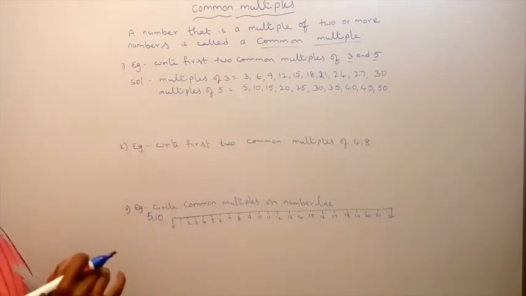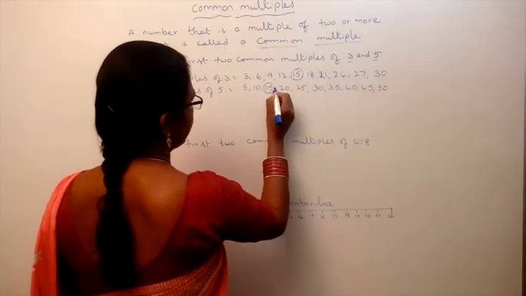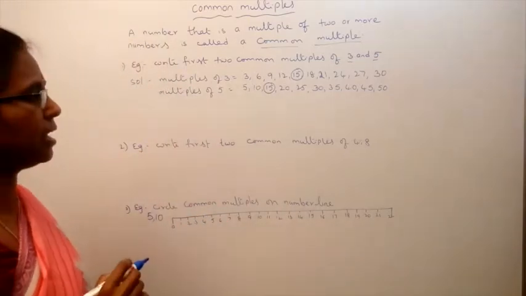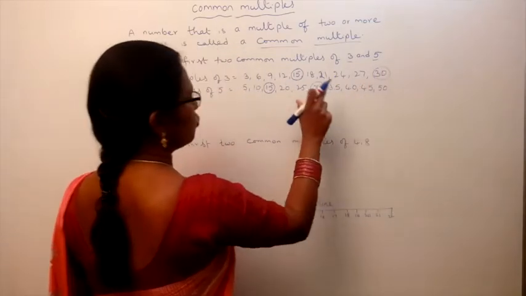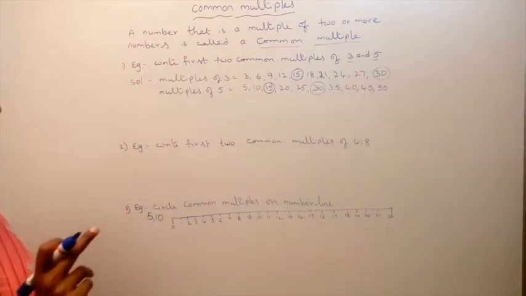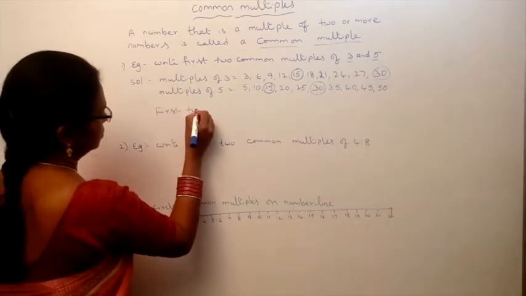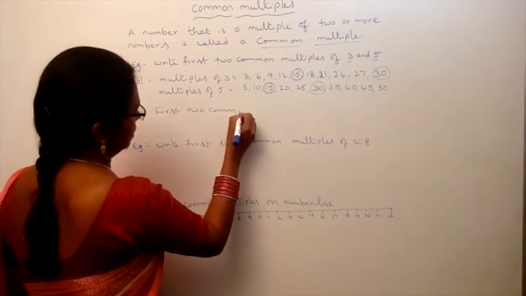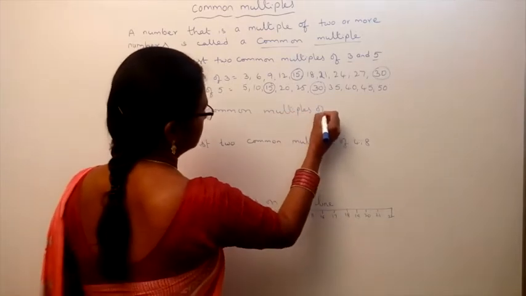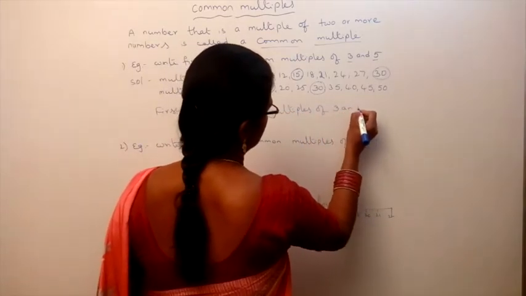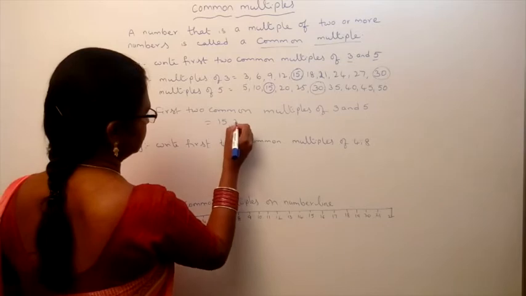Now we have to check which is common. Now 15 is common in both the numbers. In both the multiples, 15 is common. Next, 30 is common. Then what are those two first common multiples? 15 and 30. First two common multiples of 3 and 5 is equal to 15, 30.